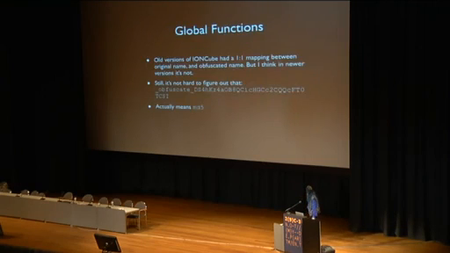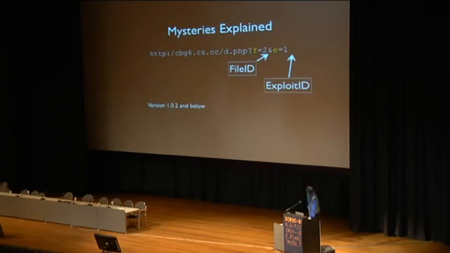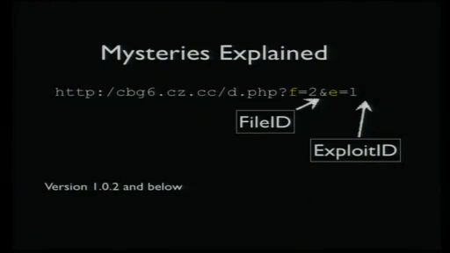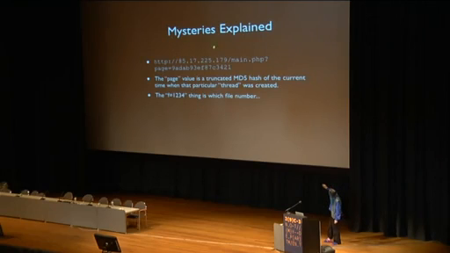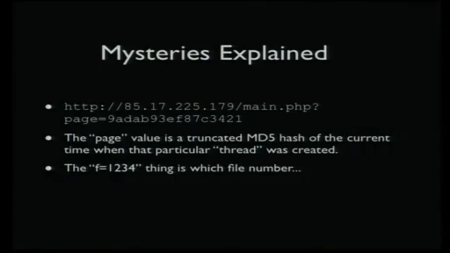Anyway, once you decode it, you can go through the source code and see that this F is named file ID, and this E is exploit ID, and they're mostly used for bookkeeping, although I think this one actually selects amongst the exploits. The other thing was that everybody was asking where this value comes from. In the older versions, it was a truncated MD5 of the current time when a particular thread was created. I'll explain that.